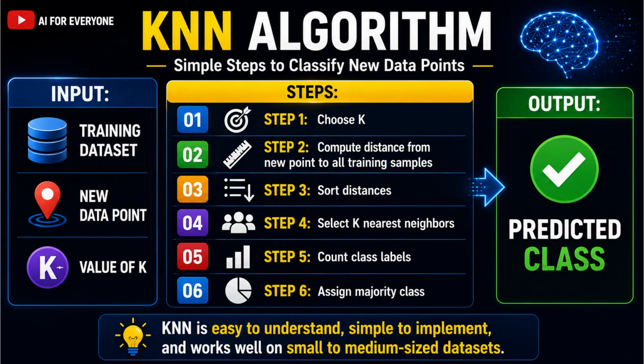So let's take this in the form of an algorithm. The input is a training data set and of course the new data point, and you should also know the value of k. So the first step is choosing the value of k. Then you compute the distance from the new point to all training samples and then you sort the distances. Then you select the k nearest neighbors and you count the class labels. Whichever has the majority class, that is the predicted class which comes as output.